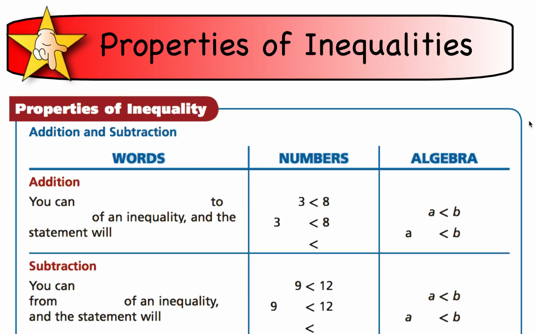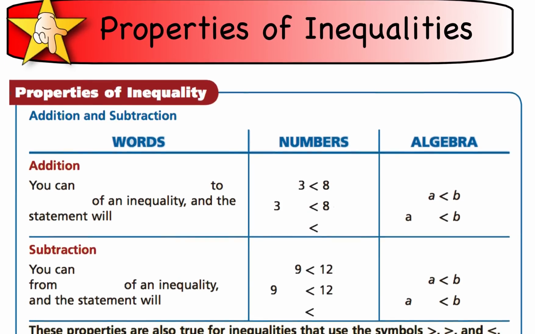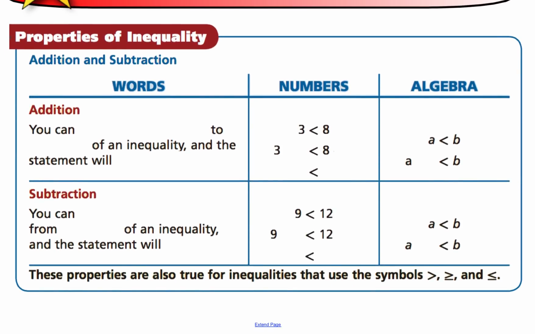So we have a couple of properties of inequalities, just like we had properties of equations and properties of real numbers. One of the things that we can do with inequalities is add the same number to both sides of an inequality, and it doesn't change the truthfulness of the inequality. So if we start out with a true statement like 3 is less than 8, we can add the same number to both sides, such as positive 2, and that would give us 5 is less than 10. This is still a true statement.